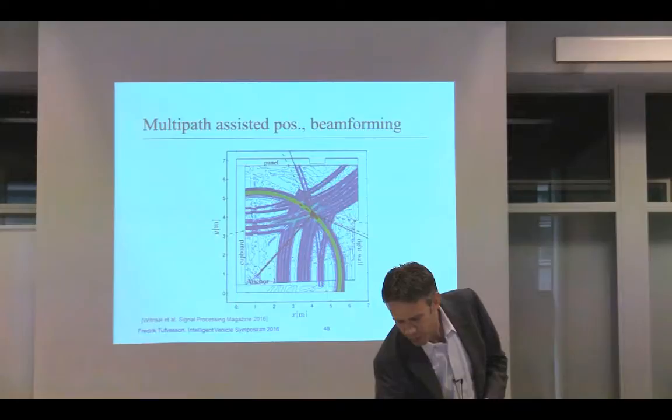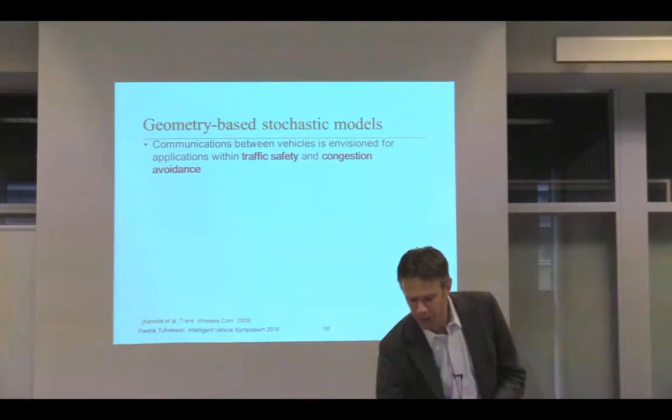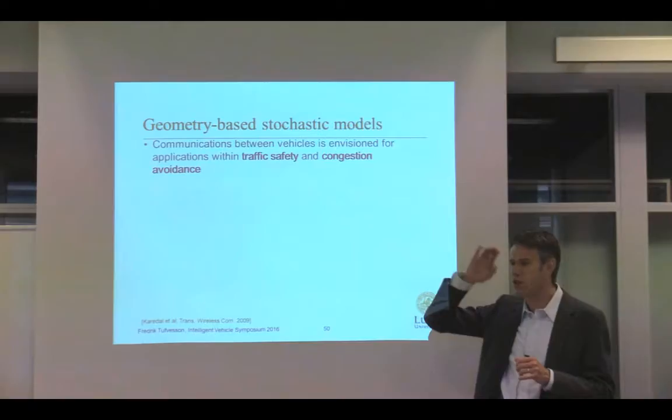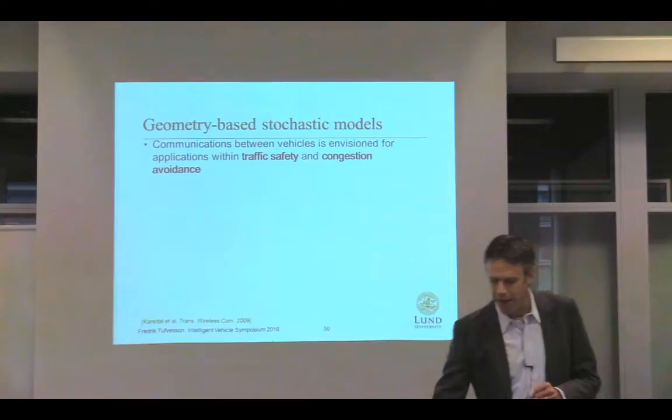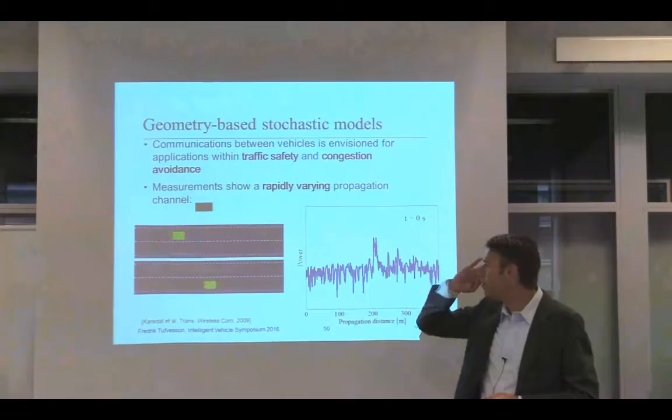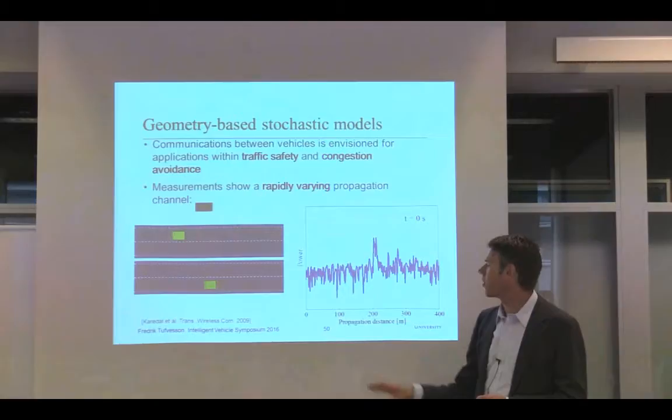Okay, let's now conclude with that and go to the channel models. What I think for positioning that we really should consider is some kind of geometry-based channel model, because that will capture the things important for positioning as well as for communication. Here is a highway scenario. We have one vehicle there, one vehicle there. We have some other reflecting objects, and this is a recorded impulse response that we have in this scenario.